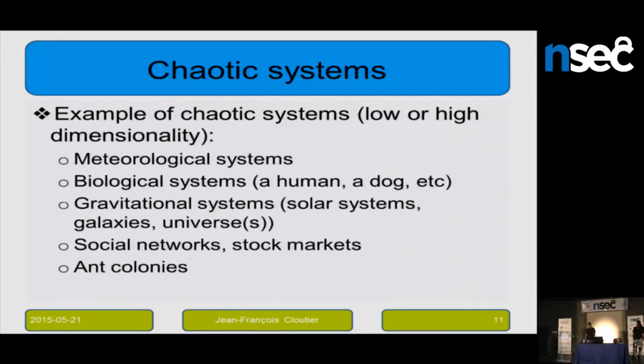So examples of chaotic systems: meteorological systems, biological systems like Francois or anybody of you, or when you talk together, you're a high-dimensional chaotic system yourself. Gravitational systems like solar systems, galaxies, the universe, social networks, the stock market, ant colonies, some types of nuclear reactions as well.